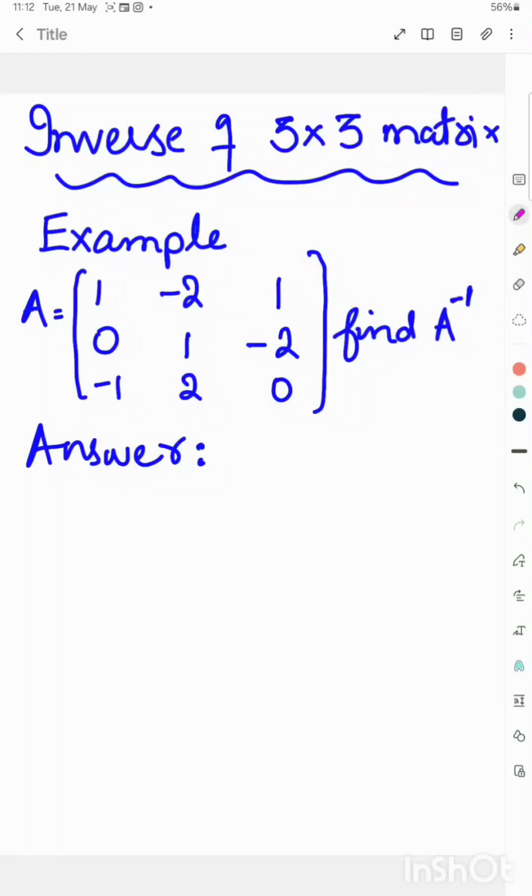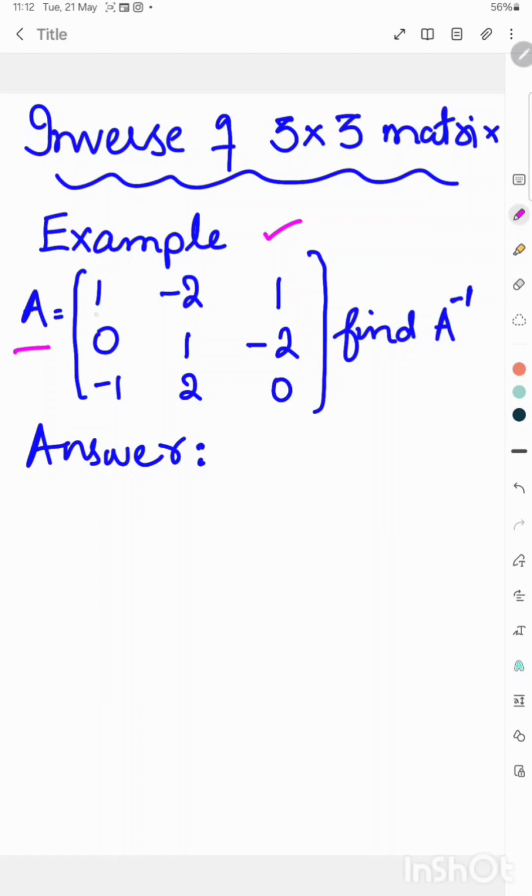Bismillahirrahmanirrahim. So students, now we will discuss how we will find the inverse of a 3 cross 3 matrix. The process will be a little different from finding the inverse of a 2 cross 2 matrix, and I will show you there are multiple steps involved in this process. As you can see, an example is given and we have to find the inverse of this matrix.